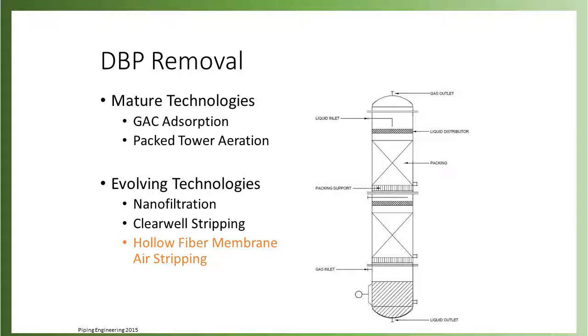The evolving technologies are nanofiltration, clear well stripping. I like that as the evolving technology. It's always good just to put a pipe down there.